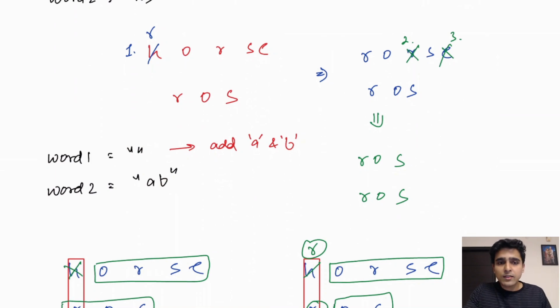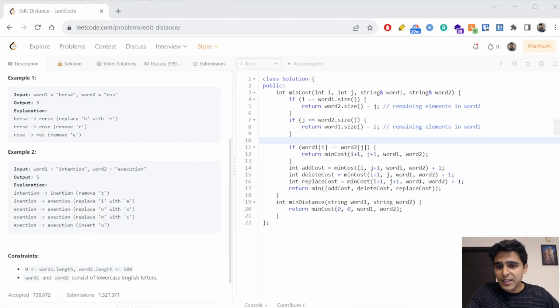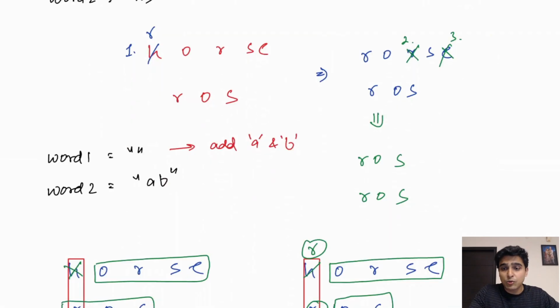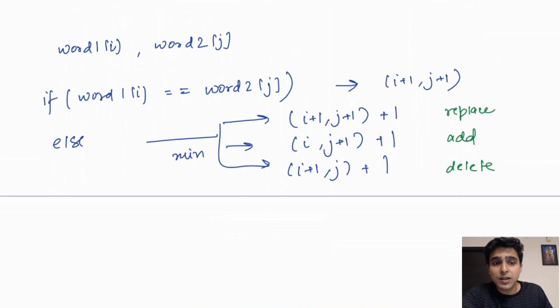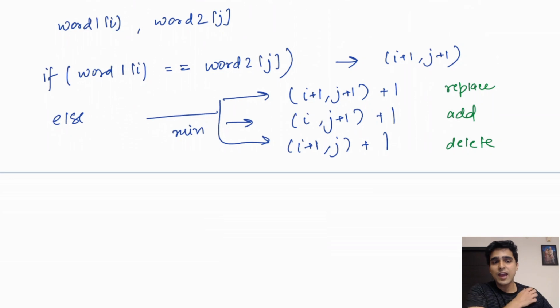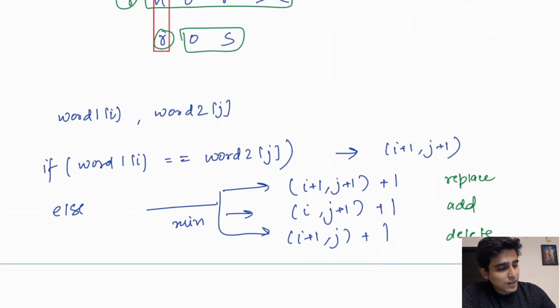Now you can see if I directly write that code, it can give me TLE, right? Because we are going to i j plus 1, i plus 1 j. So for every min cost, there are roughly 3 other min cost calls. So this is roughly an exponential solution, 3 raised to the power n. But we want a quadratic solution, n into m. So what we can do here is use DP.